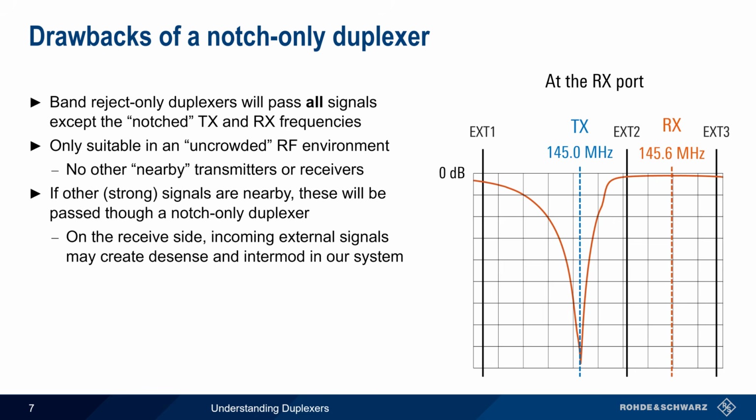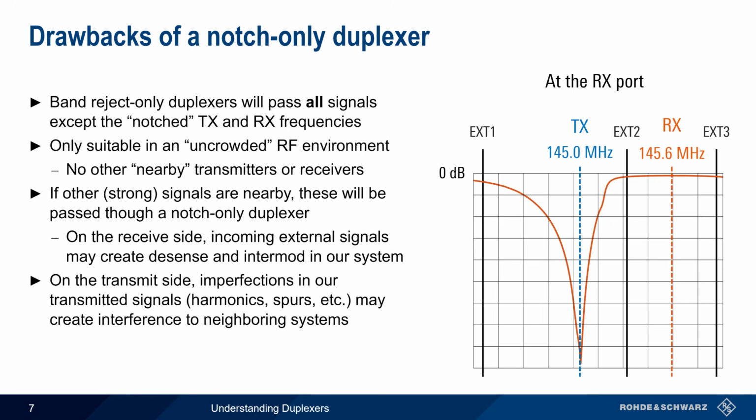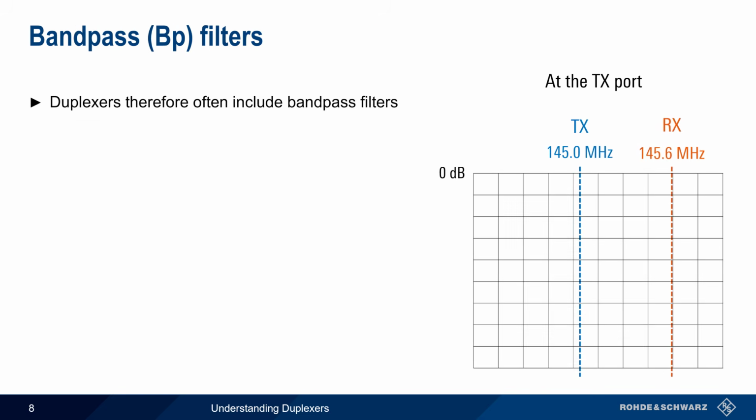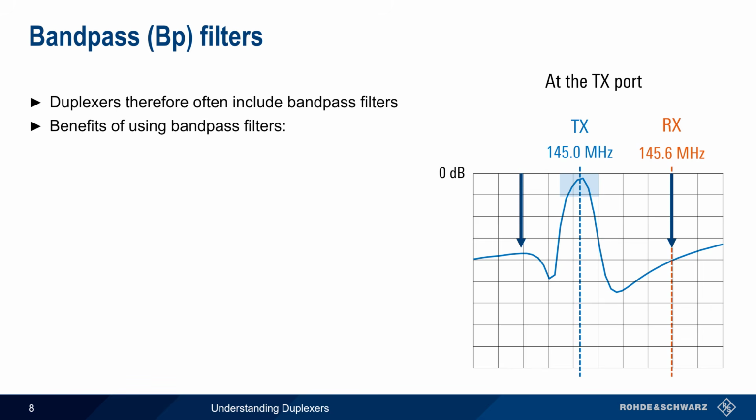Another disadvantage of a notch-only filter is that, on the transmit side, imperfections in our transmitted signals, such as harmonics, spurs, etc., will pass through unattenuated and may cause interference to other nearby spectrum users. Duplexers, therefore, often also incorporate bandpass filters that pass the transmit or receive frequency at their respective ports. These filters are designed to pass the port frequency with minimum attenuation, but provide some degree of attenuation at all other frequencies. There are several reasons why this is desirable.